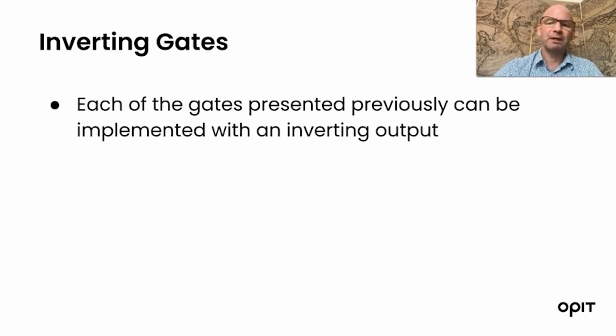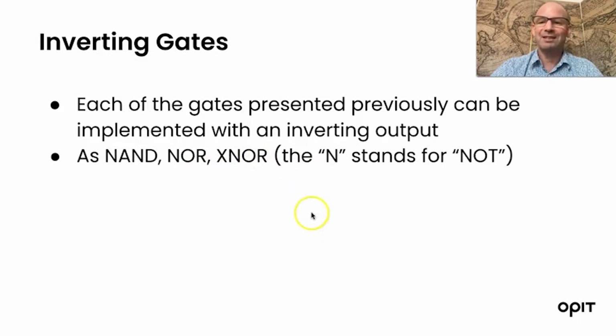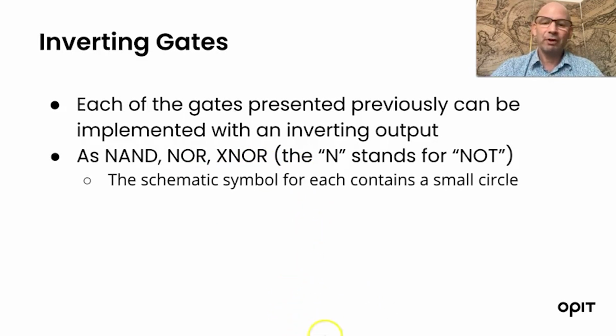Each of the gates presented previously, so our NOT, AND, OR, and XOR, can be implemented with an inverting output, as NAND, NOR, and XNOR. The N stands for NOT, pretty straightforward. The schematic symbol for each contains a small circle, as we've seen for the NOT. One of the common ones that is used is the NAND gate, and we're going to look at some examples of that going forward.